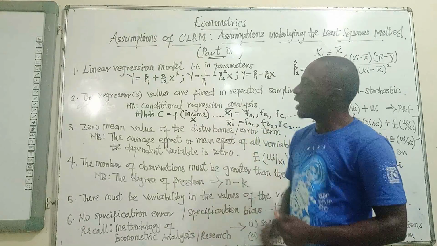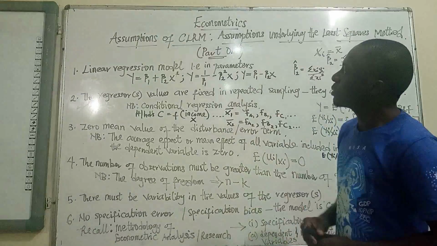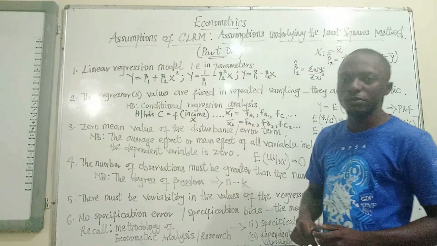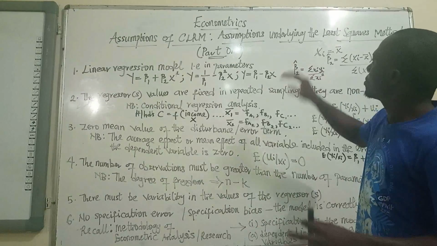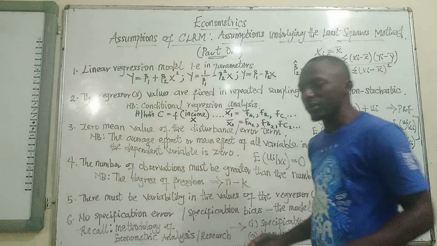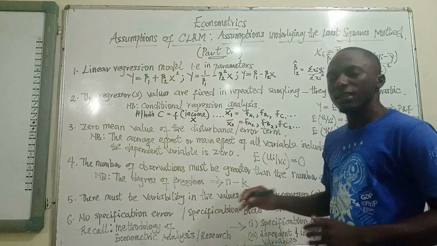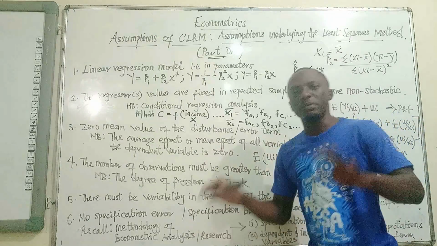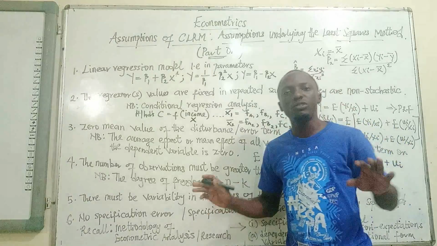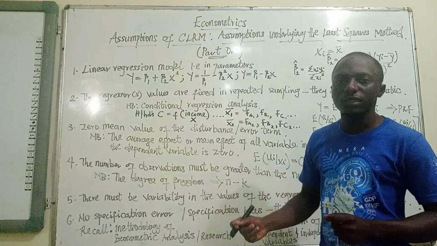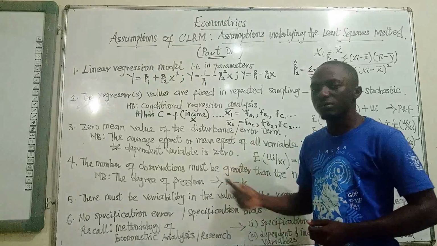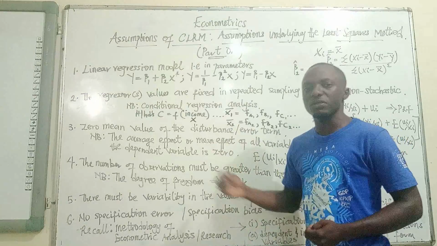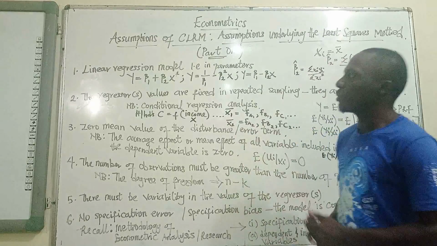third class. Now in this video, we'll be going through the assumptions of the classical linear regression model, CLRM. These are the assumptions underlying the least squares method. The least squares method is basically the commonly used econometric technique in regression analysis. So it's very important we go through the assumptions that underlie this method.